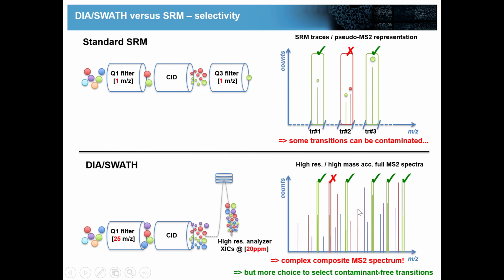instead. So having this high resolution MS2 mass spectrum gives you some flexibility in terms of the fragment ion signals that you want to extract compared to SRM, where you couldn't do that because you've only measured a given set of fragment ions.